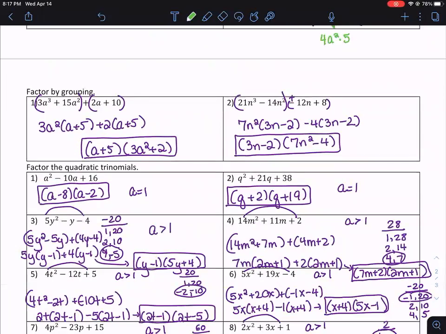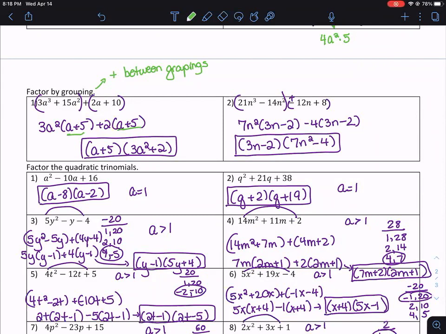We use grouping when we have 4-term polynomials. We also use it for trinomials. Remember, you always want to have a plus between the groupings. In the first set of groupings, you have a 3a squared, and we're left with a plus 5. Then we factor out a positive 2, and we're left with a plus 5. You want these binomials to match. Comes out in front, we're left with 3a squared plus 2.